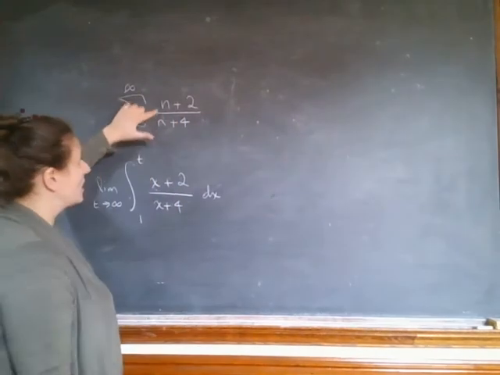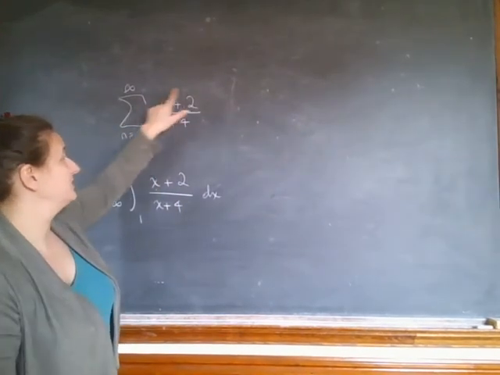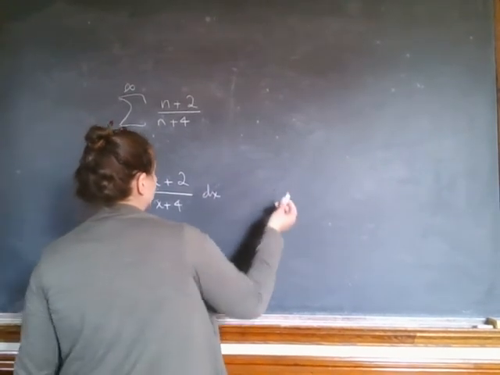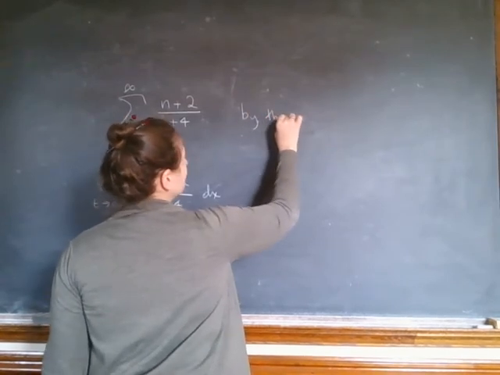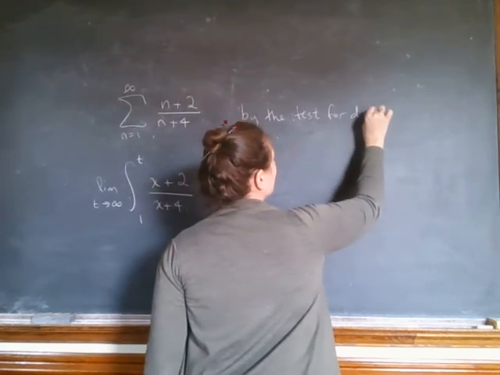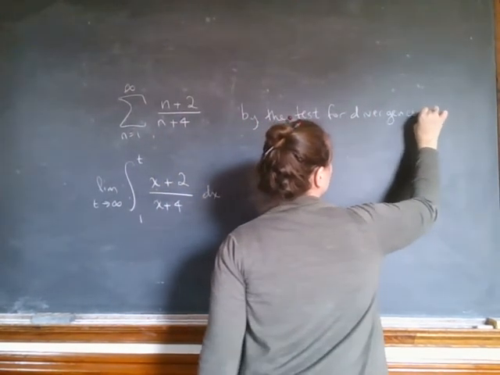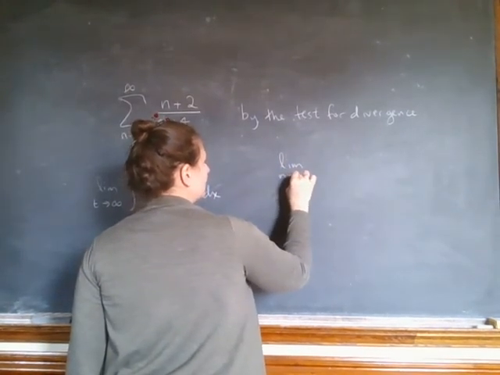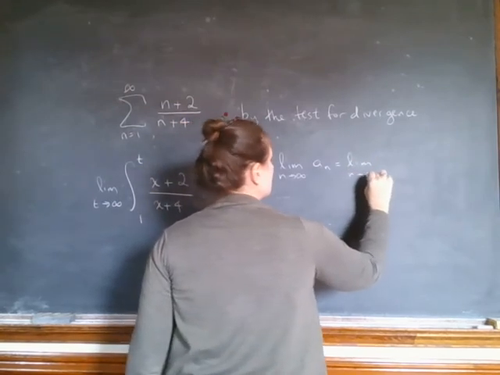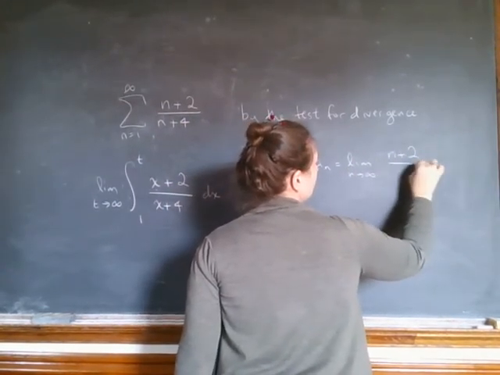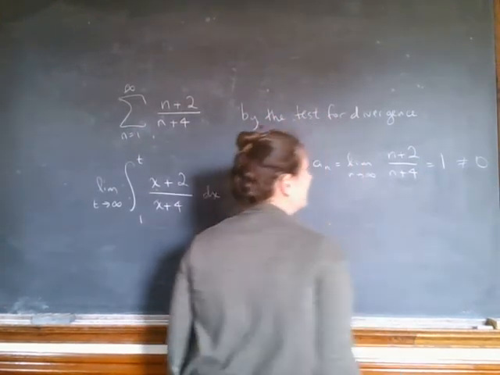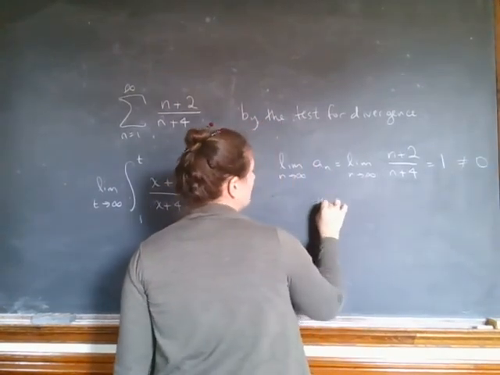It's not that hard, but look. If I've got n in the top and n in the bottom, and I just look at the limit of that, that limit's going to 1. So it's much easier to notice that I can use a different test. I can use the test for divergence. The limit as n goes to infinity of a_n is 1, not 0, therefore the series diverges.